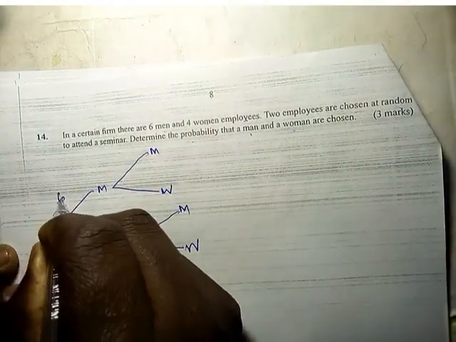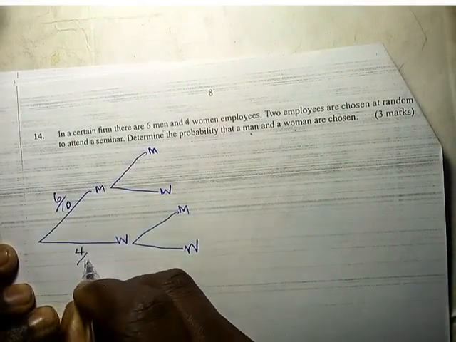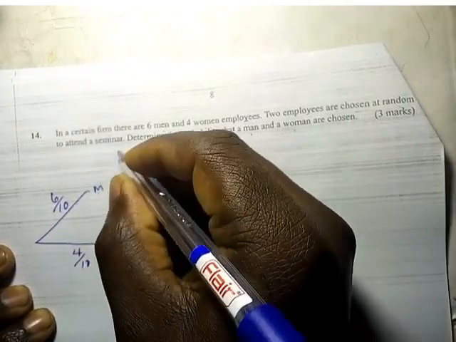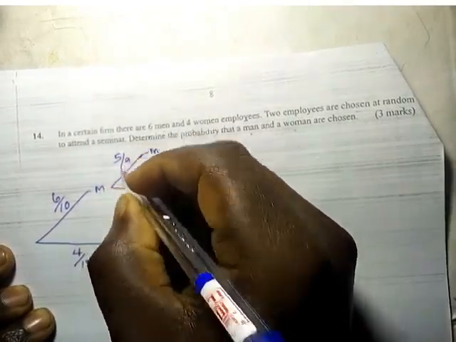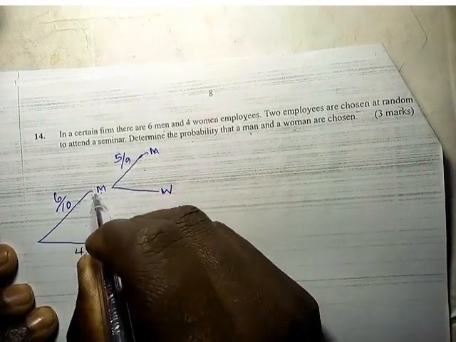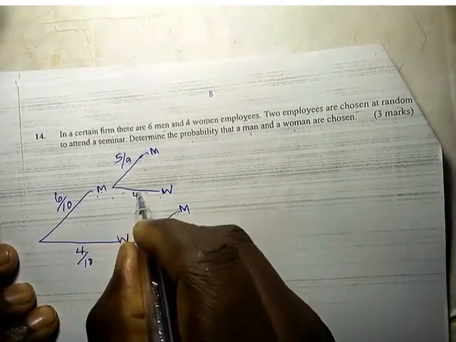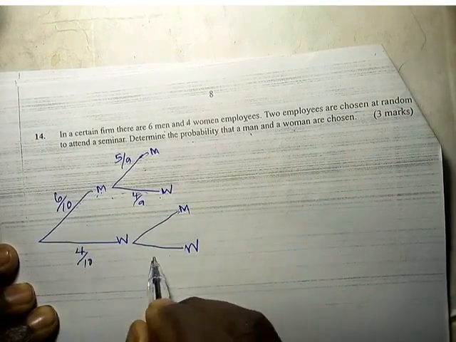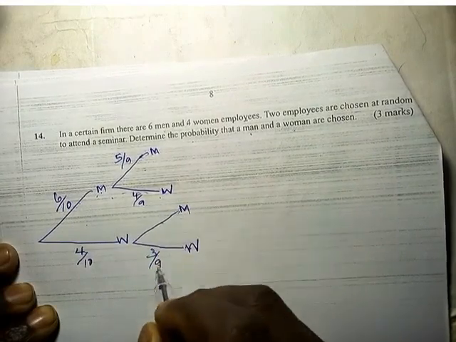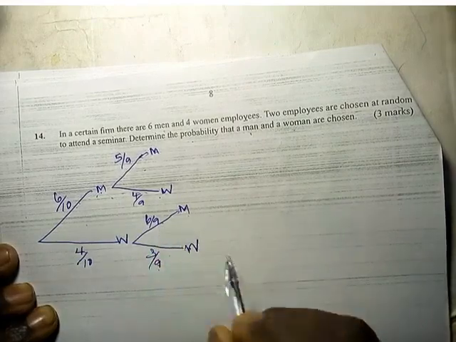So there are 6 men, so 6 over 10 because the total is 10, and women are 4 over 10. So if a man is chosen, they will reduce by 1. So we will have 5 over 9. If a man is chosen, this is a mutually exclusive event. It means that if a man is chosen, a woman will not be chosen at the same time. So a woman will remain to be 4 over 9. If a woman is chosen, they will remain 3 over 9. At the same time, no man will be chosen. Therefore, we will remain with 6 over 9 men.